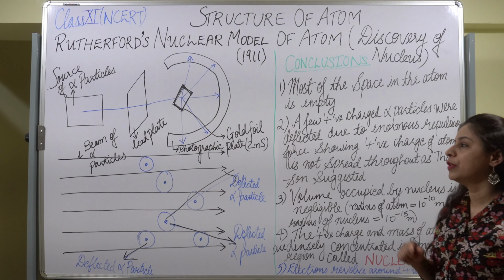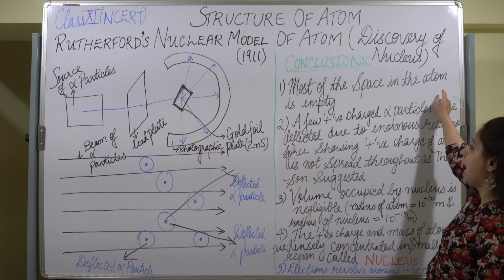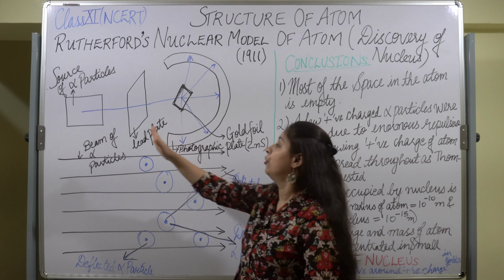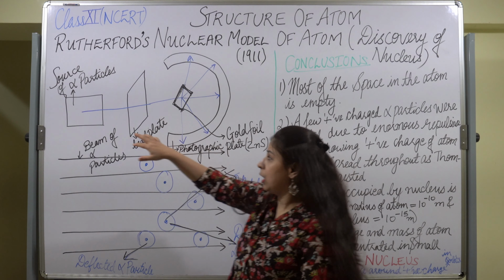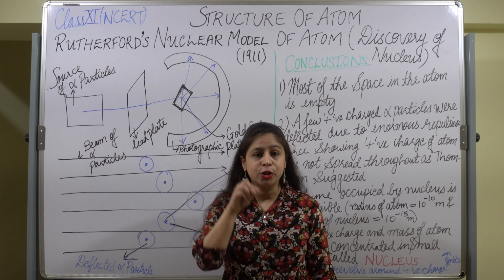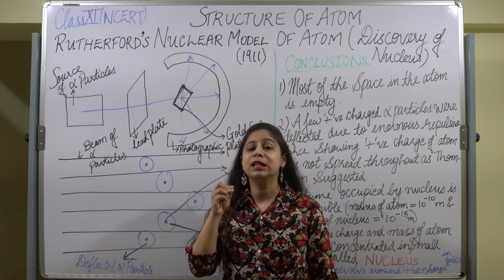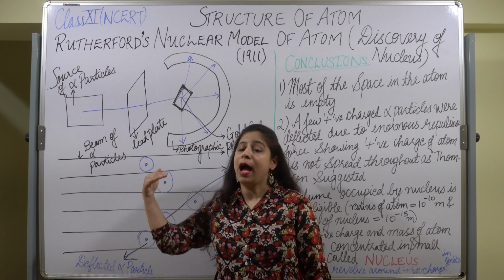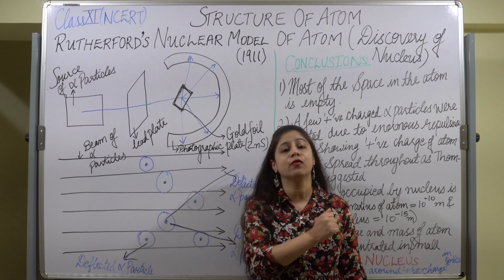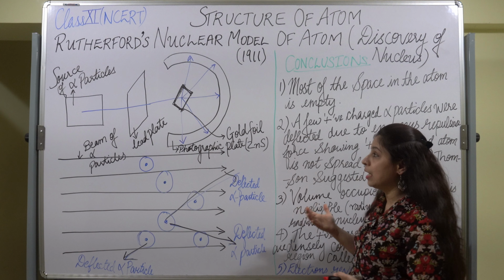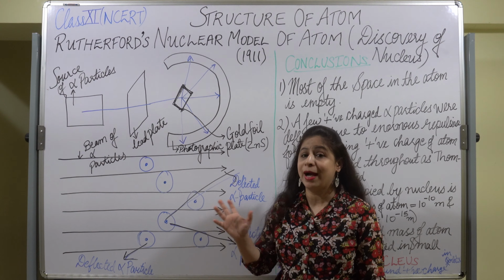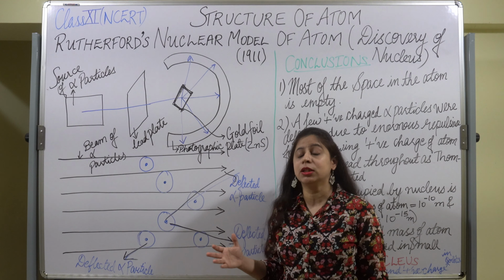The first conclusion he made was that most of the space in the atom is empty. Means, if my alpha particles are passing straight without any deflection, it shows that most of the atom is empty space, and the alpha particles are passing straight through it. Then the second observation: some of the alpha particles got deflected by some angle.